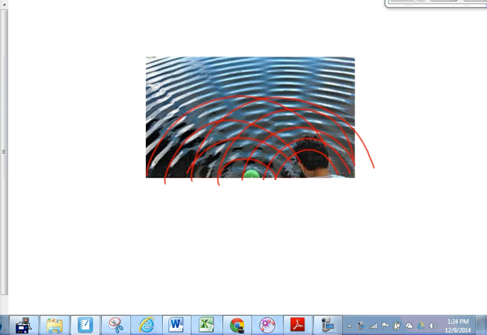So when we have two crests or two troughs that encounter each other, cross each other, then we get constructive interference, a big crest or a big trough. But if we have a crest meeting a trough, then we get destructive interference, canceling out. We end up with nothing. We end up with a flat area of no waves.